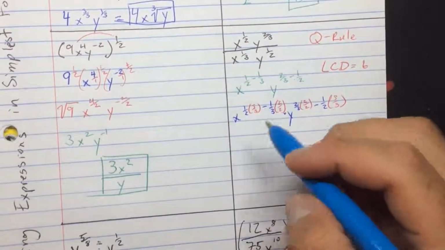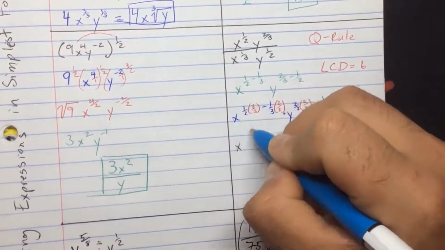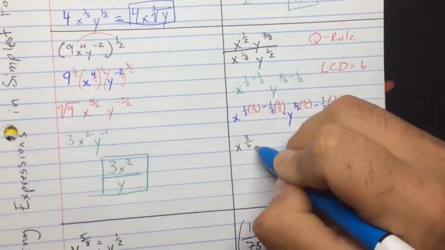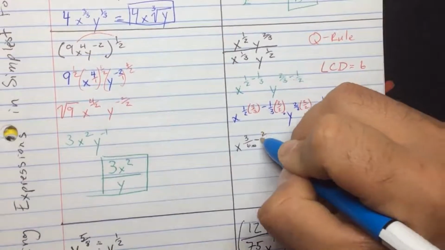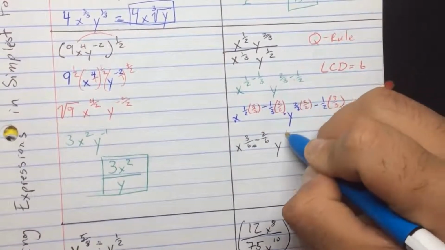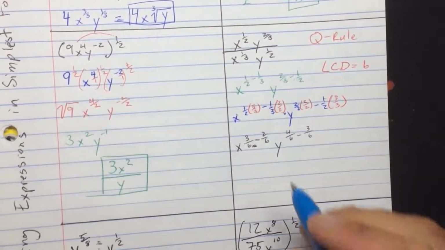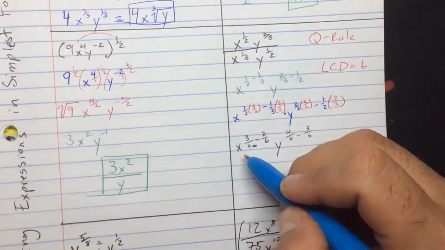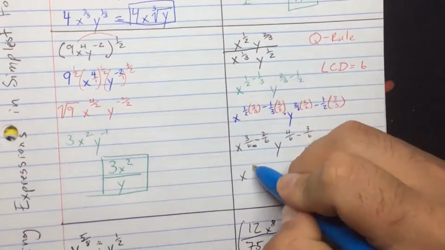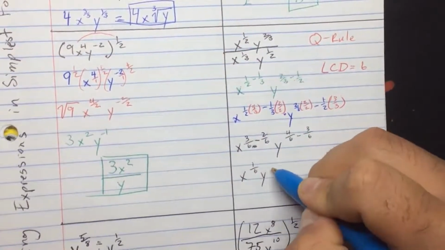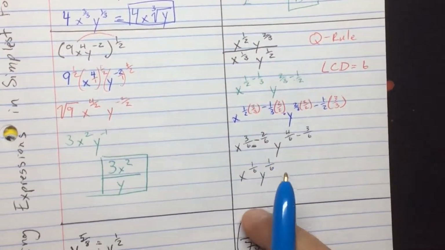Now we can combine our x's. Let's do this one in black. So we have x to the 3 times 1 is 3 over 6 minus our 2 over 6, y to the 4 over 6 minus our 3 over 6. And now we just do our subtractions. We get x to the 3 minus 2 is 1 over 6 times y to the 4 minus 3 is 1 over 6 again.